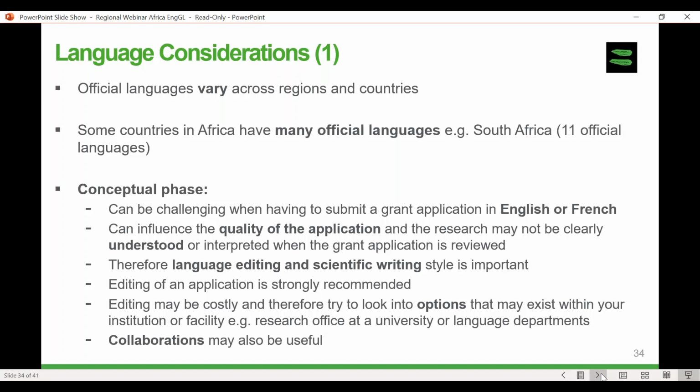For WADA's social sciences research program, grant applications must be done in either English or French. If either of these languages is not the researcher's first language, it may be difficult to write the research proposal. It is recommended that language editing could possibly be done. Editing can, however, be costly, and therefore it may be beneficial to look into options available to the researcher. That is why, once again, collaborations may be very useful in this regard. Next slide, please.